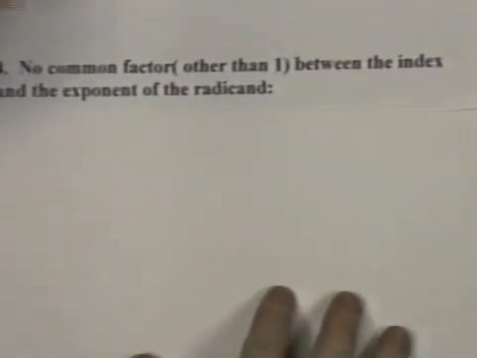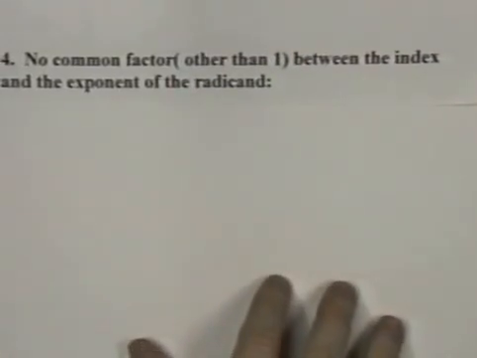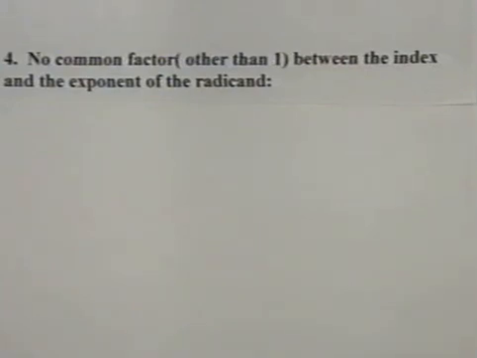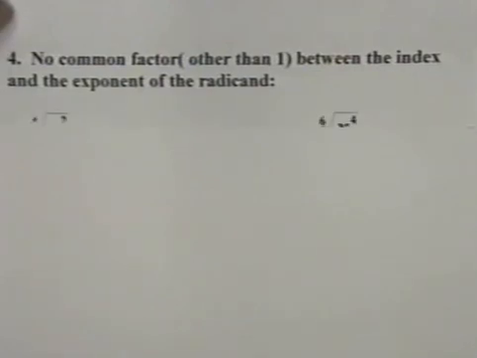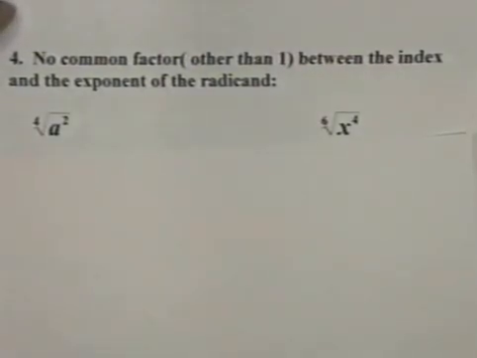And finally, the fourth no-no is a little complicated in words. It says no common factor other than 1 between the index and the exponent of the radicand. Well, it's easier to see with the examples. Here's a couple of examples.